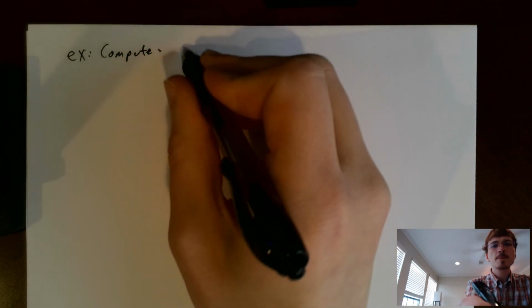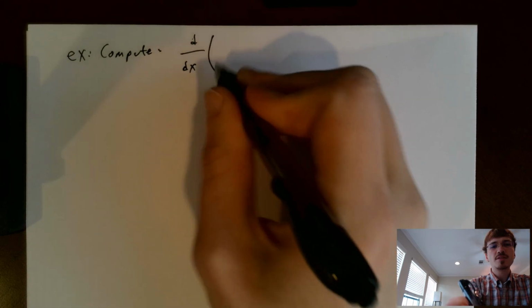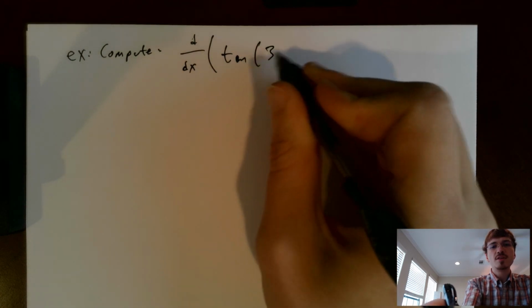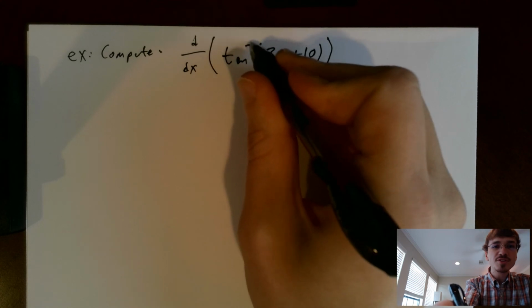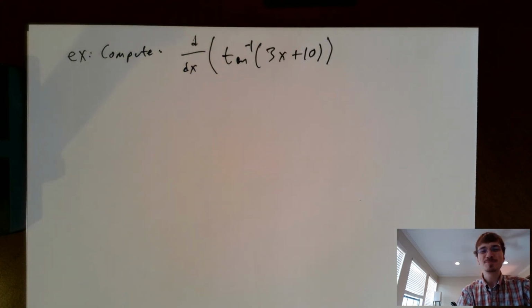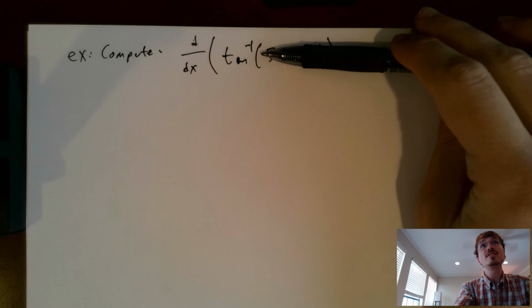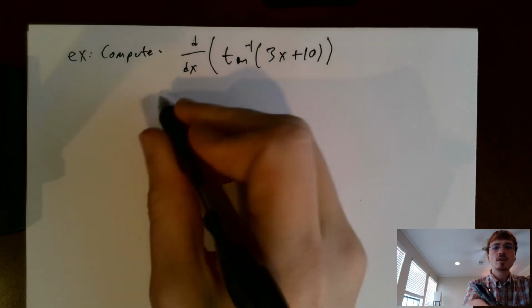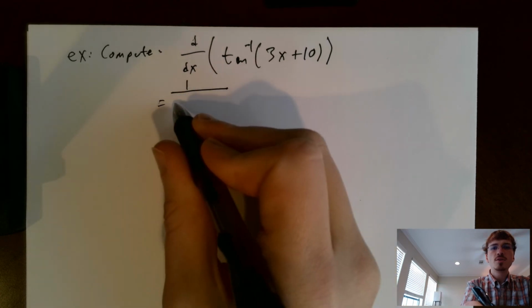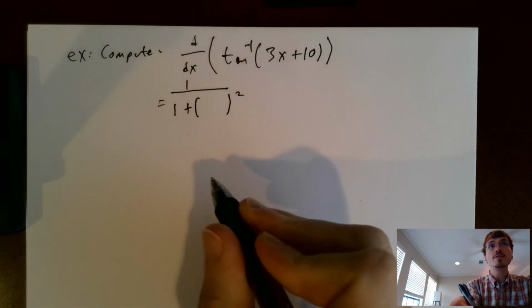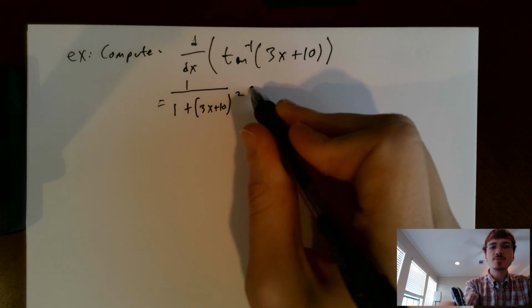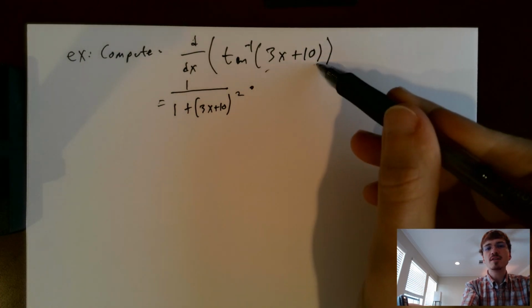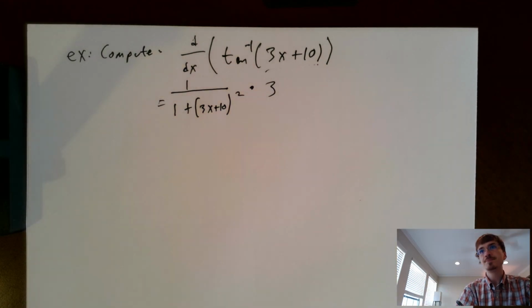Compute the derivative with respect to x of the inverse tangent of 3x plus 10. Pause the video and try to compute this yourself. Alright, so we know that the derivative with respect to x of arctangent of stuff is 1 divided by what? 1 plus stuff squared. Yeah? And my stuff here is 3x plus 10. And now chain rule happens. So now we need to multiply by the derivative of what's inside. The derivative of 3x plus 10 is 3. And that's our derivative. Okay?